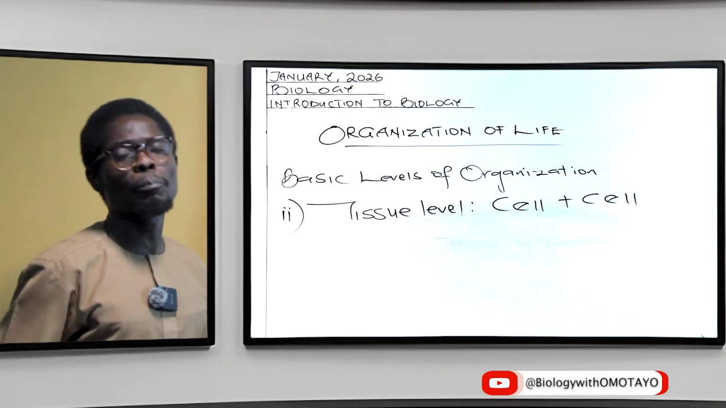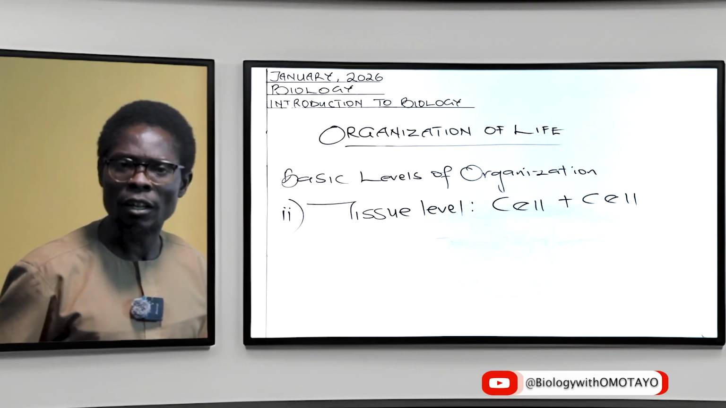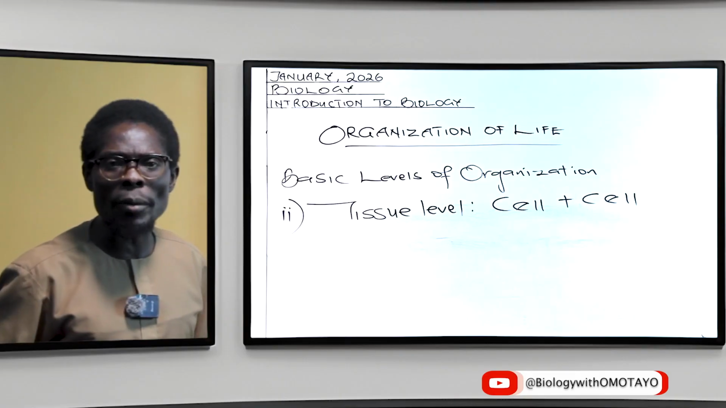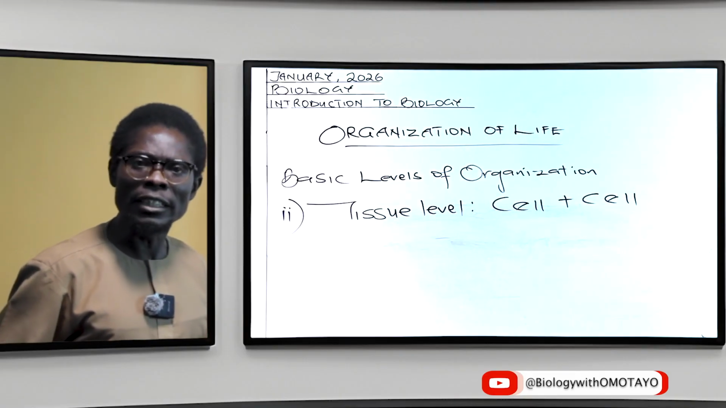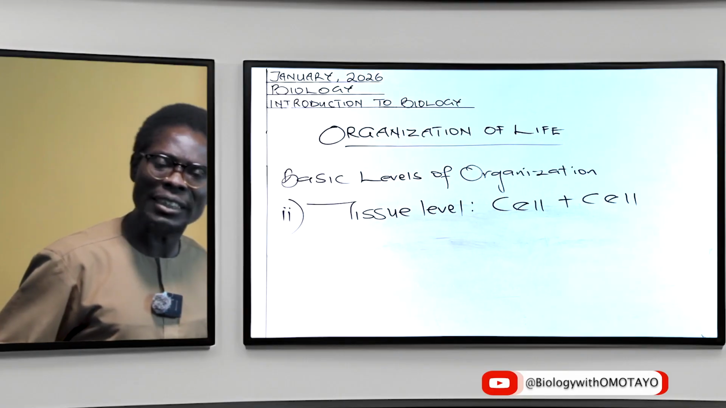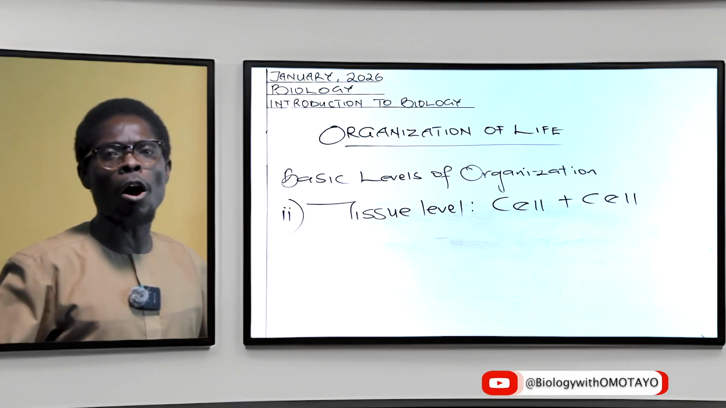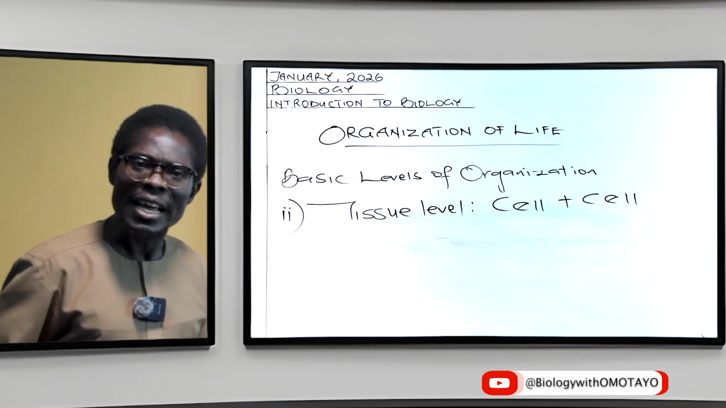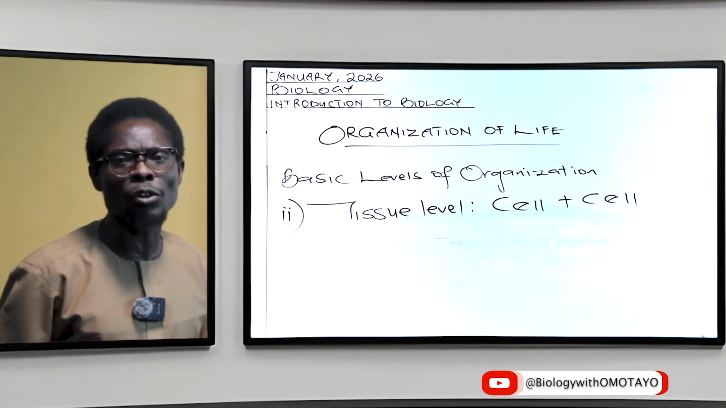Components such as blood. Blood is made up of several cells coming together to perform a given function. The erythrocytes, the leukocytes, and the platelets coming together, suspended in the plasma, give us what we call blood. So blood exists at the tissue level of organization.